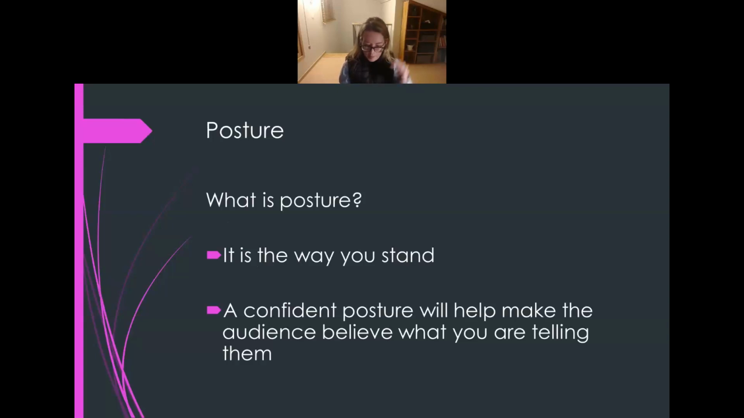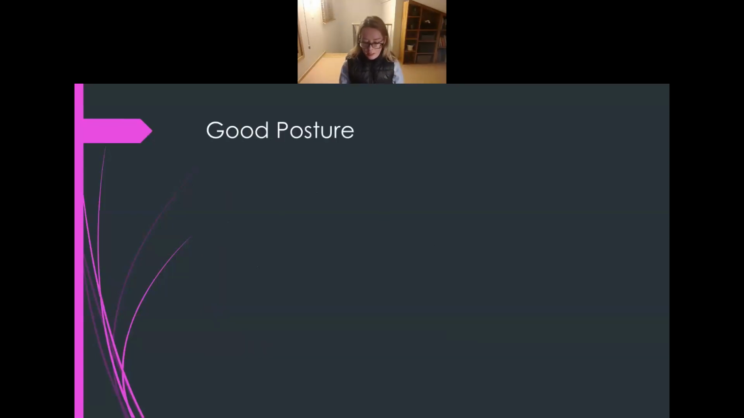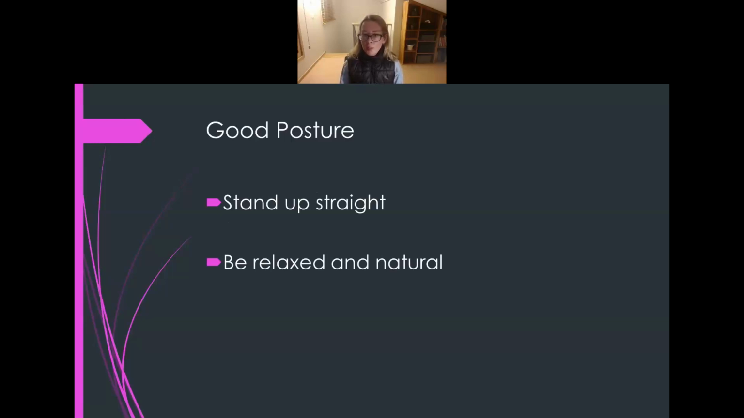So when I was in graduate school, one of my fellow students always gave presentations slouched over the computer like this. Anyways, I remember very clearly because he had such bad posture. So you don't want people to remember you for your bad posture, right? Good posture. Okay, moving on. So stand up straight, or in my case, sit up straight. Be relaxed and natural, right? You don't want to stand like a soldier.